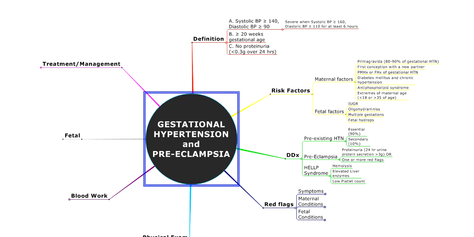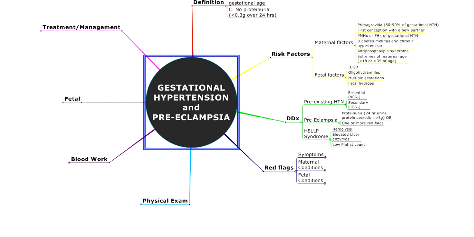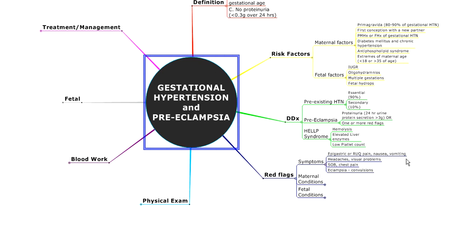It is always important when approaching any pregnant woman to take a detailed obstetrical and gynecological history. This video will only cover the red flags that warrant urgent investigation. Worrisome symptoms on history include epigastric or right upper quadrant pain, and this is due to the stretching of the Glisson capsule of the liver due to hepatic swelling or bleeding.